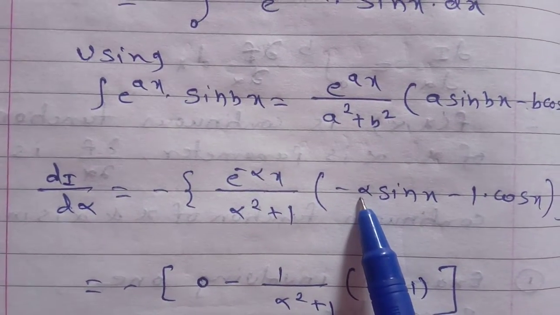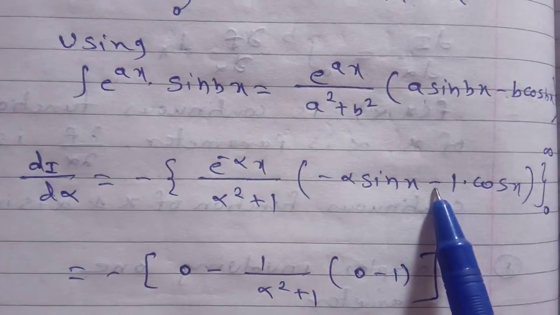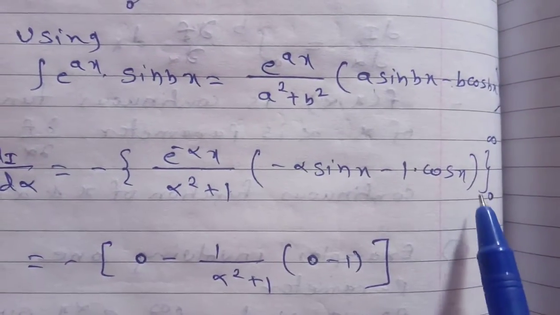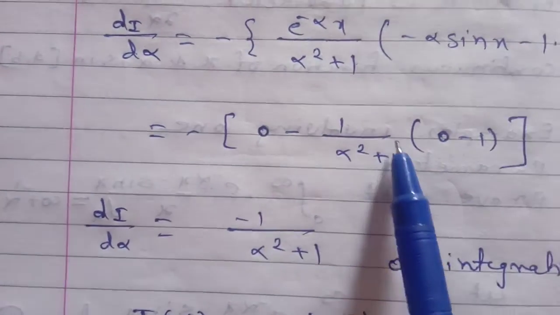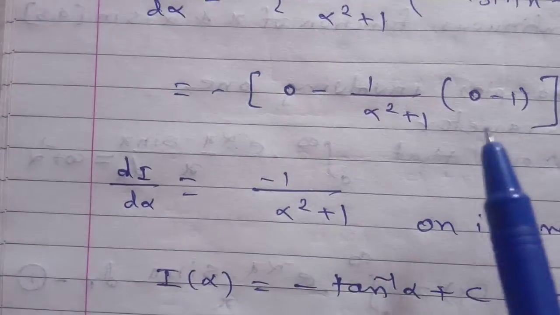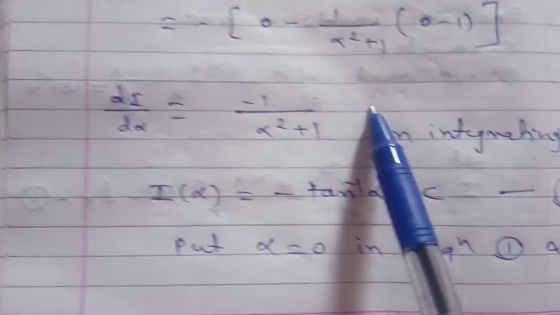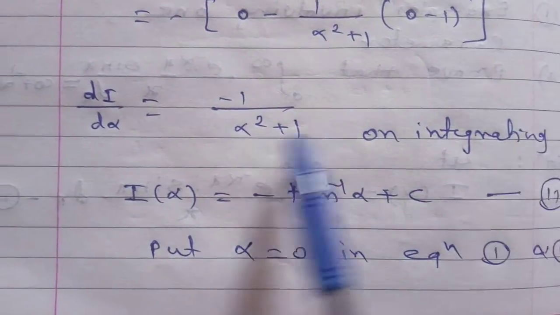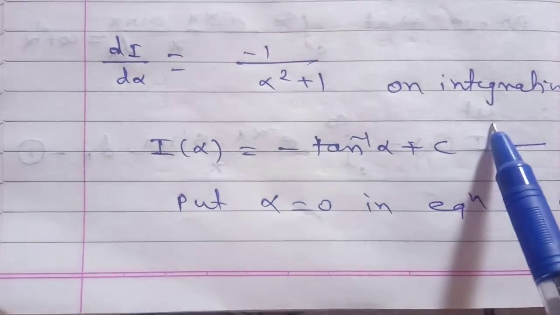What is the value of a? A is minus alpha sin x. What is the value of b? 1, minus 1 cos of x. The limit is 0 to infinity. E raised to power minus infinity is 0. E raised to 0 is 1. Then substitute the value. You get, there are total 3 minus signs, dI by d alpha is equal to minus 1 upon alpha square plus 1. Then on integrating with respect to alpha, I of alpha is equal to minus tan inverse of alpha plus c.